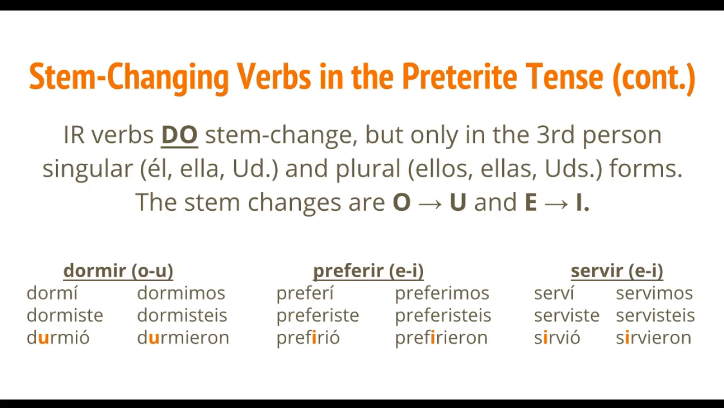Ella prefirió. I was putting the accent on the wrong sound for that. To say they preferred, ellas prefirieron. And then for the verb to serve, if I wanted to say you served, and I'm talking to usted, sirvió. And if I wanted to say you guys served, ustedes sirvieron.